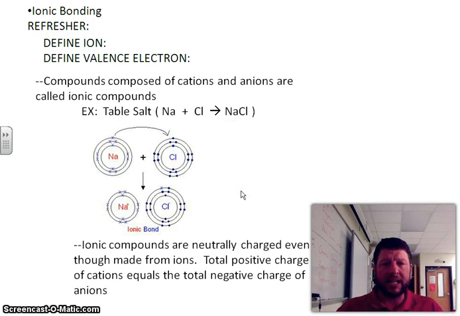Ionic compounds, after they bond, will be neutrally charged even though they are made from ions, because the total positive charge of cations will equal the total negative charge of the anions. Na becomes Na 1 positive, chlorine becomes Cl 1 negative, and 1 positive and 1 negative balance each other out. So that makes that compound, after the bond, neutrally charged.